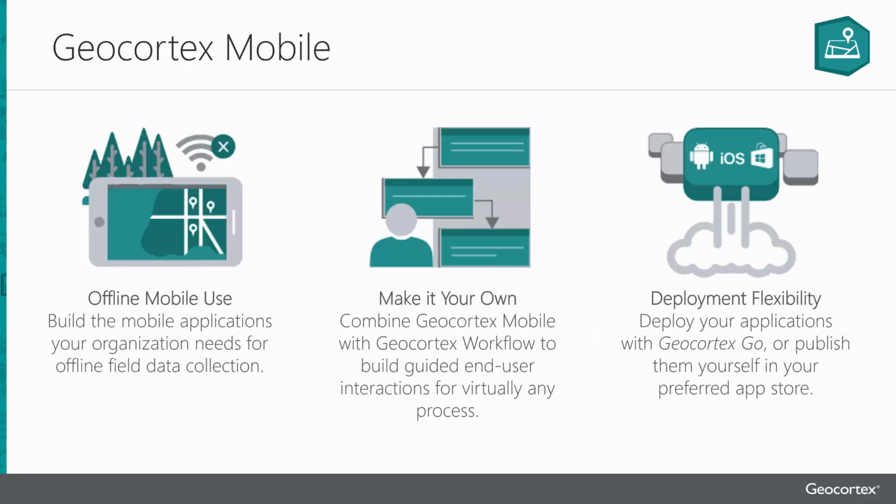Geocortex Mobile allows users to build mobile applications to meet the needs of the organization, which includes full offline functionality. Combining Geocortex Mobile with Geocortex Workflow then creates a guided end-user interaction for virtually any process. Deployment of the applications you build can be done using Geocortex Go, or publish them yourself as a custom application to your preferred app store or via a mobile device management system.